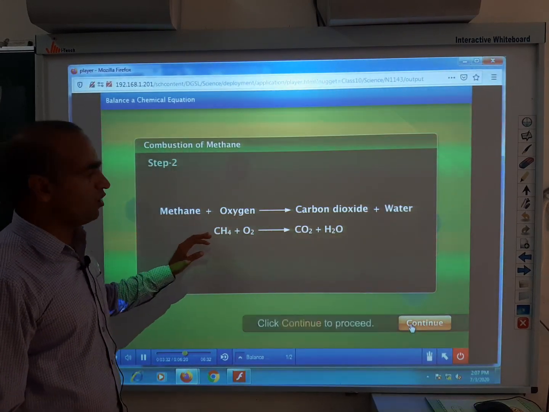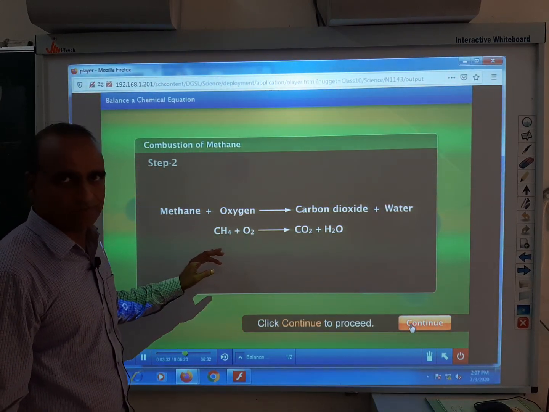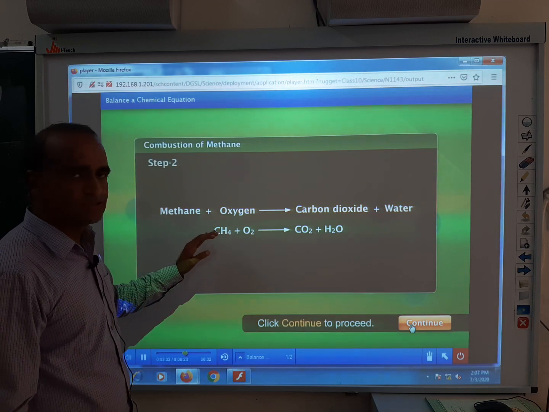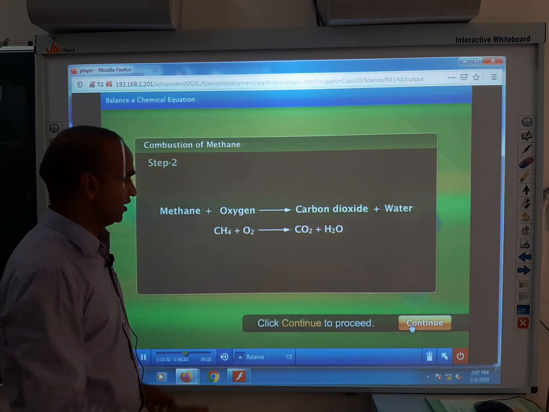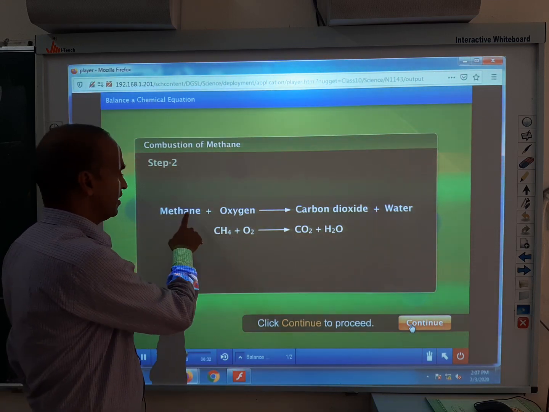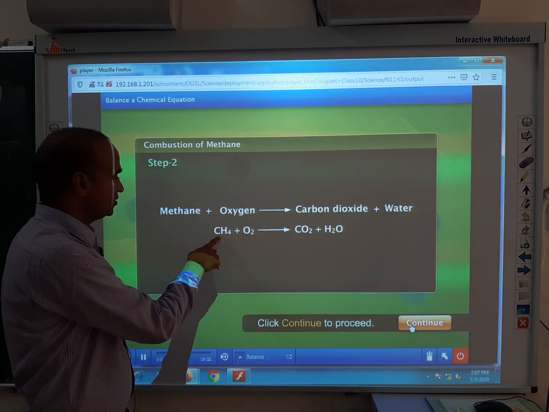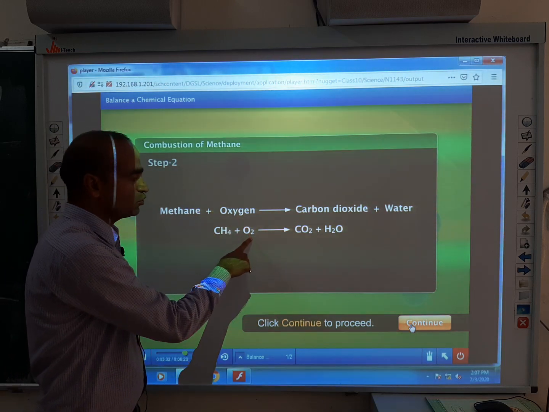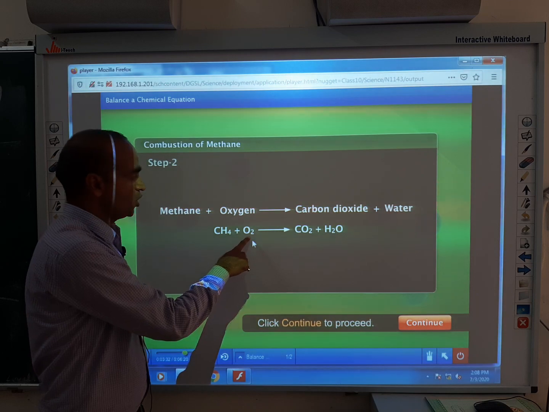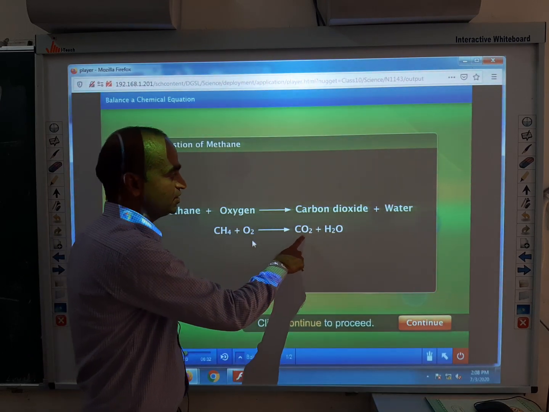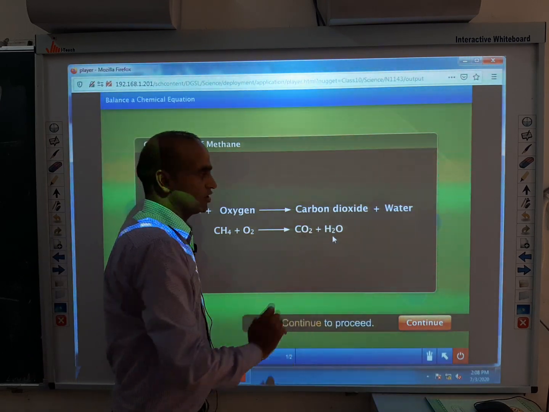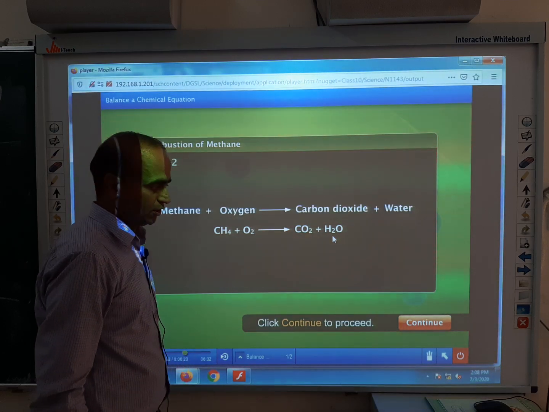write the symbolic form of the chemical reaction. In the second step we write the symbolic form of the chemical reaction. CH4 is the symbolic form of methane, and O2 is the symbolic form of oxygen. Then CO2 is the symbolic form of carbon dioxide and H2O is the symbolic form of water.